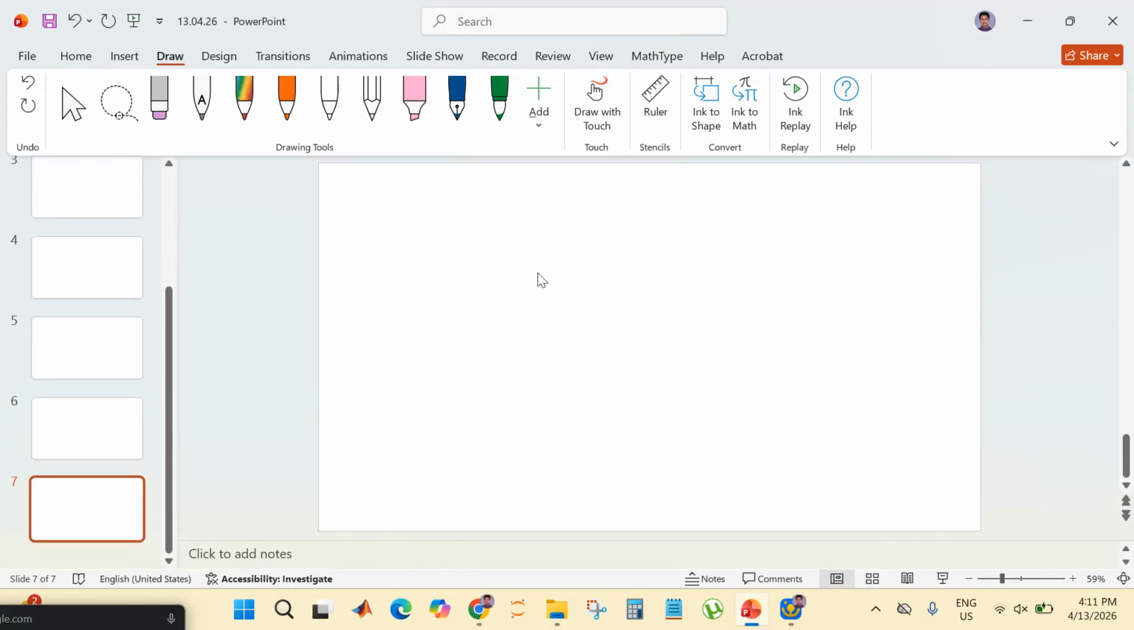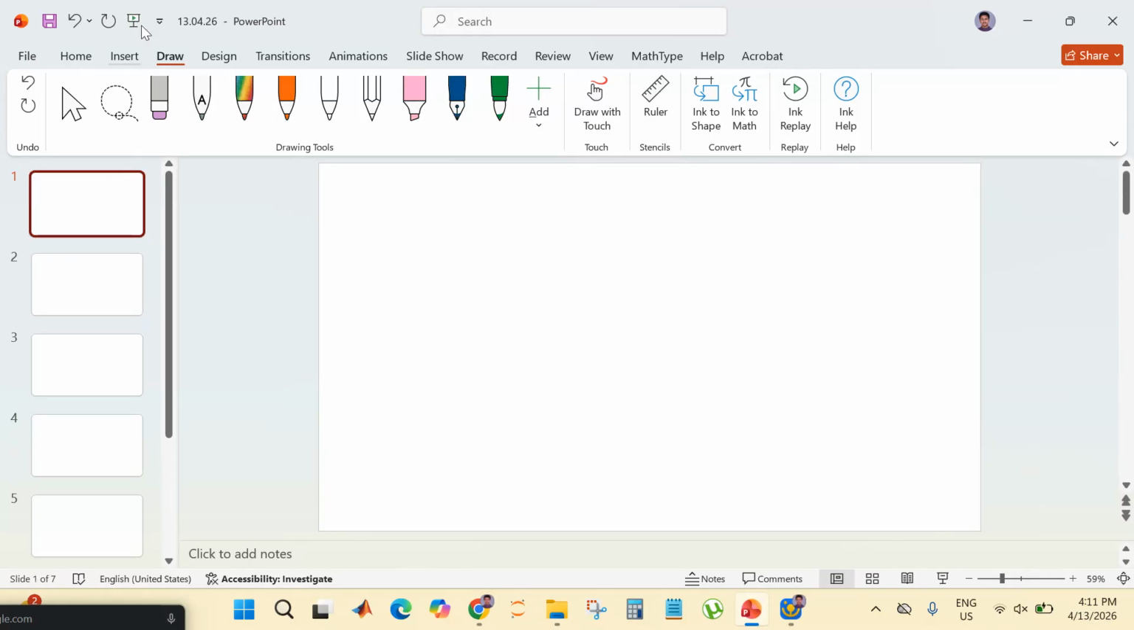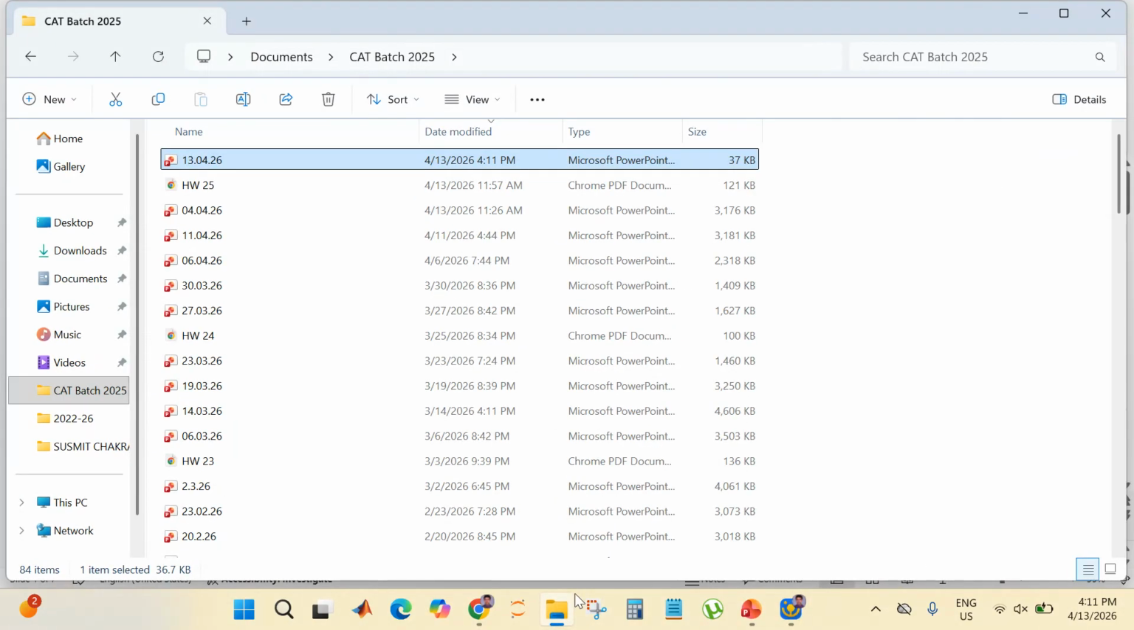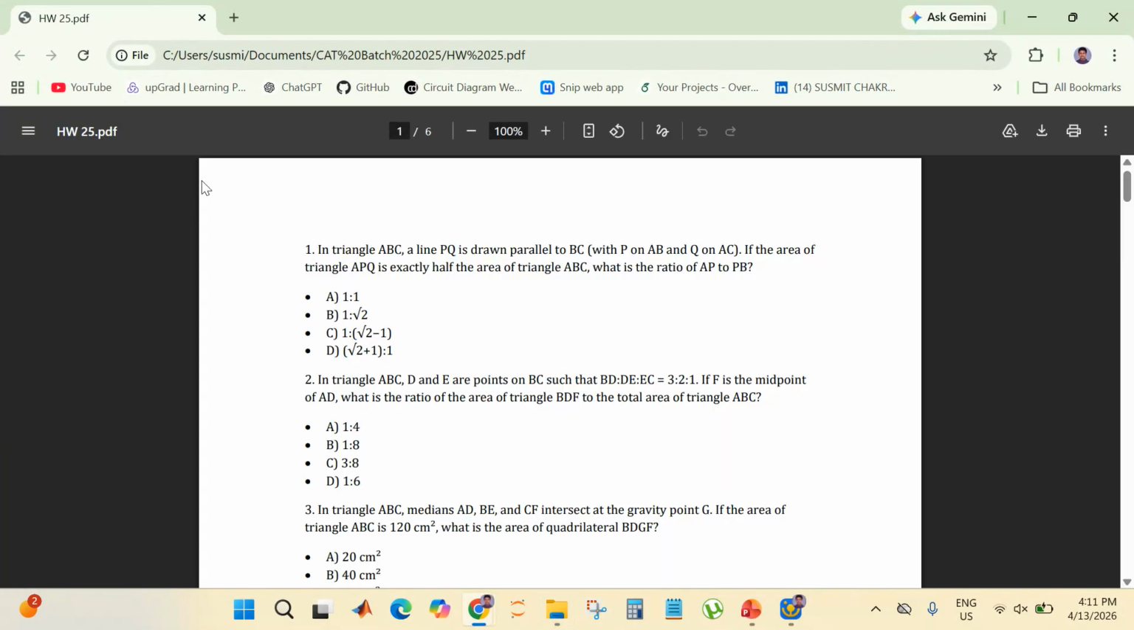So last 3 days we have covered several topics or theories based on geometry. Okay, so today I have posted one homework, that is homework number 25.